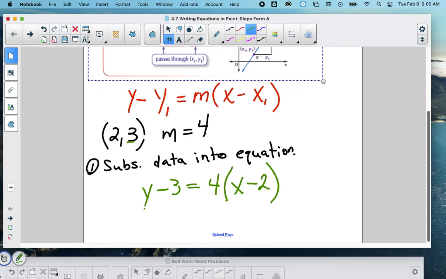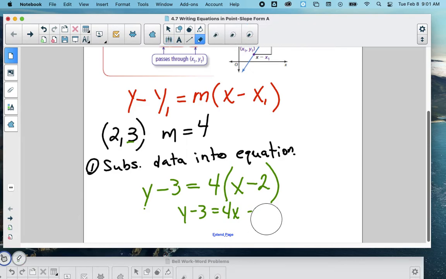Can I simplify the right side? Yes? If I simplify the right side, I'm going to use my distributive property. And I'm going to say 4x minus 2 equals y minus 3. So, yeah, I didn't multiply. You're right. This should have been multiplied. Minus 8. Thank you.